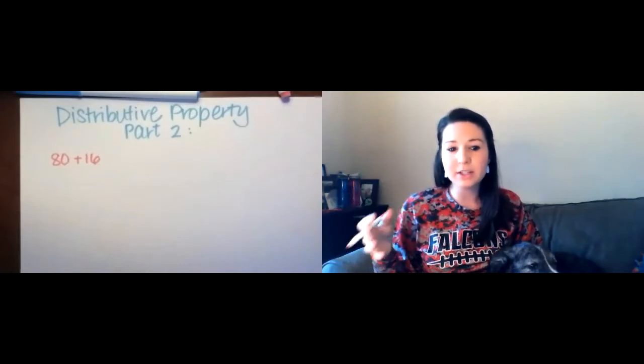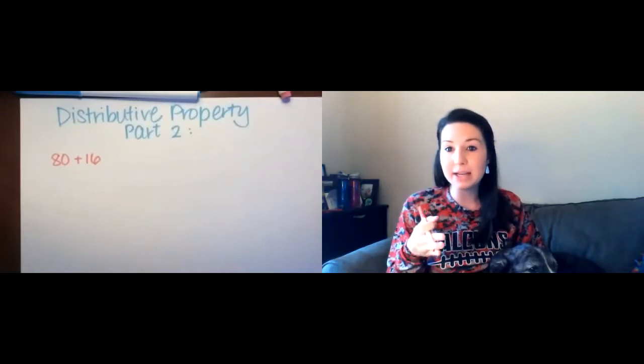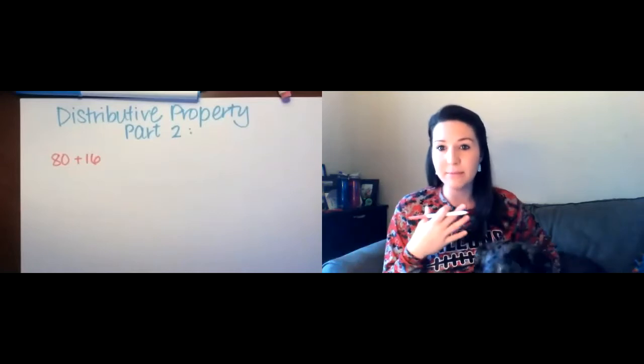So today I'm going to go over the other part of distributive properties. When we looked at it last week, we started by seeing a factor being multiplied times a sum. Now here we have a sum and we're going to want to pull out that common factor.